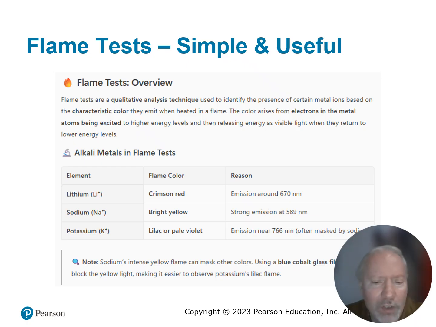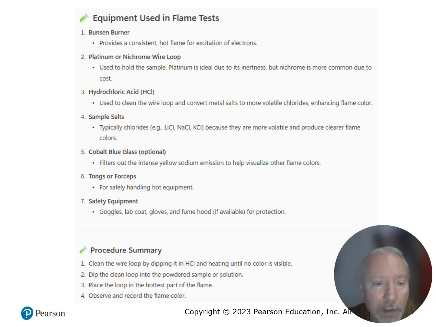There is what they call this unique blue cobalt glass that can filter out sodium, because sometimes when sodium is mixed with other metals, it can cover up the presence of other metals because it's very bright, very intense, and the bright yellow will block the detection of the visual qualitative presence of other colors. So they use a blue cobalt glass to do this, to see other colors if there are other metals in the solution.